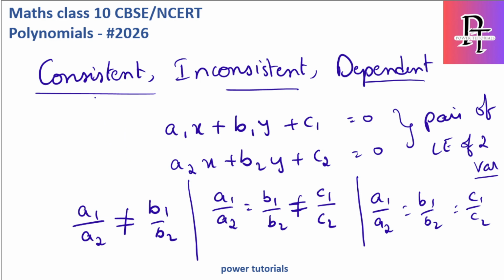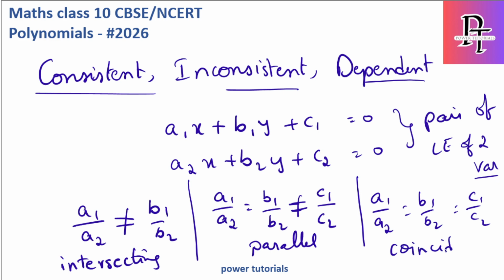I am repeating here. For consistent, a1 by a2 should not be equal to b1 by b2, and we call these lines intersecting. Whereas inconsistent, a1 by a2 equals b1 by b2 and is not equal to c1 by c2, and we call these lines parallel. Third one, dependent, a1 by a2 is equal to b1 by b2 is equal to c1 by c2. These are nothing but coincident lines. Let's see with the help of examples now.